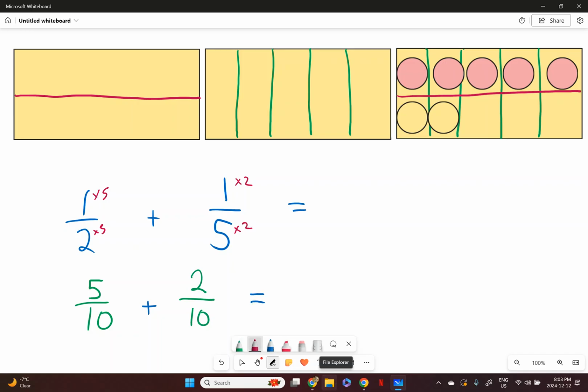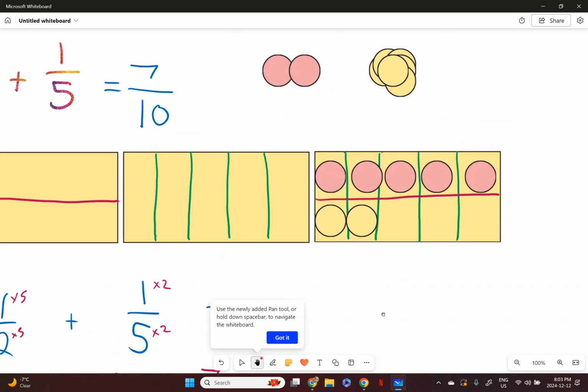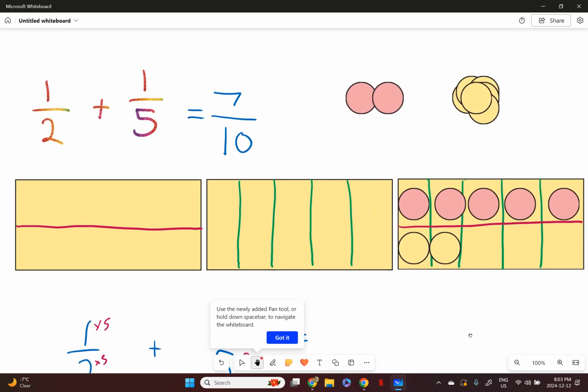And now when I'm adding the fractions, all of my pieces are the same size. They're all tenths. So now I can just count. 5/10 plus 2 more, 6/10, 7/10. So my answer is 7/10, which you'll notice is the same response that I got using my array method up here.